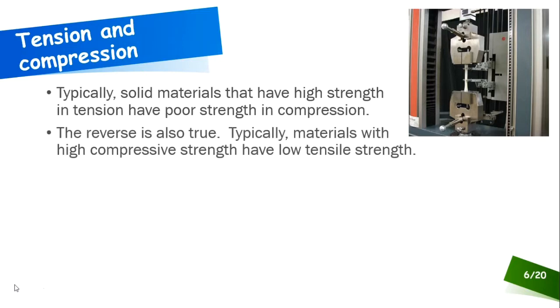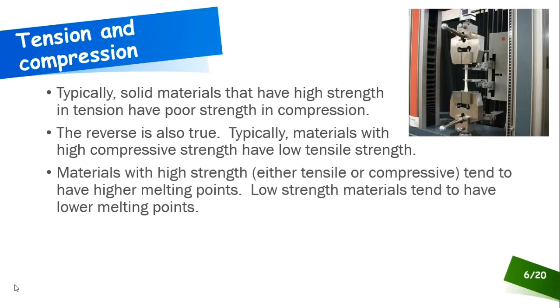The reverse is also true. Typically, materials that are high in compression strength have low tensile strength. Concrete and cement are good examples of this phenomenon. Many of your ceramic materials, like brick and stone, are really good in compression, so they can bear a lot of weight. But if you try pulling them apart, you don't need as much force, though they can withstand a lot more force on the compression side of things. So high compression strength typically means low tensile strength.